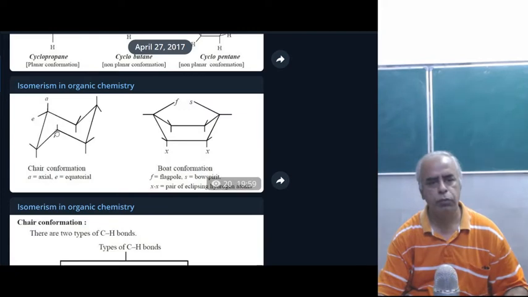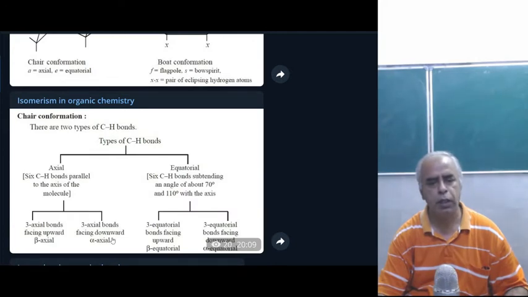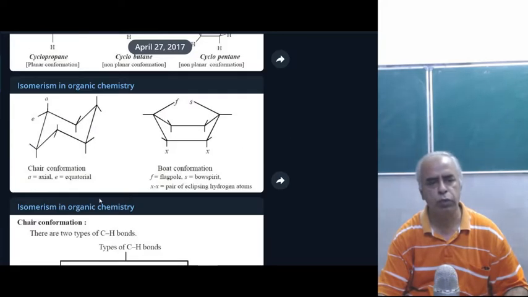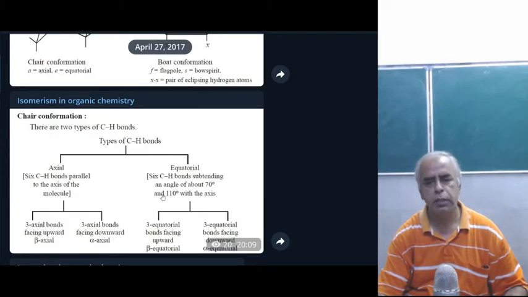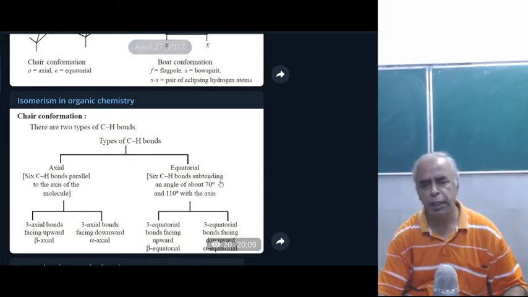Are you able to follow? Facing upward, this one is upward, this one is upward, and the remaining alpha axial bonds are facing downward. So alpha axial, alpha axial, alpha axial. They are alternatively present in the cyclohexane molecule. Do you understand this?